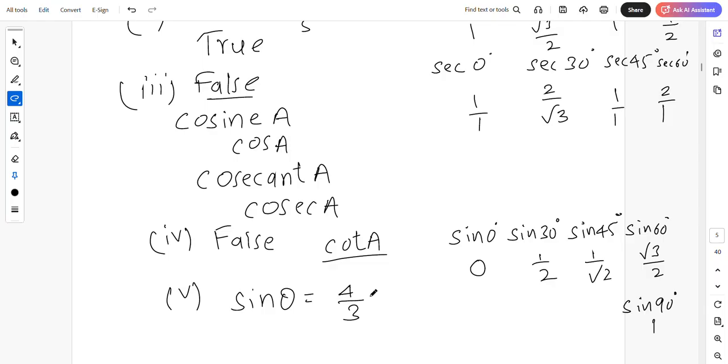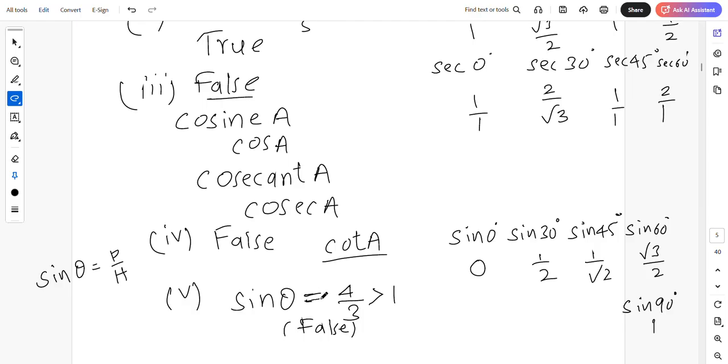Now here, this is greater than 1, therefore this is false, because the value of sin theta increases from 0 to 1 and cos theta decreases from 1 to 0, where the angle theta is between 0 and 90 degree. And moreover, we know that sin theta is nothing but perpendicular by hypotenuse. Always hypotenuse is greater than perpendicular.